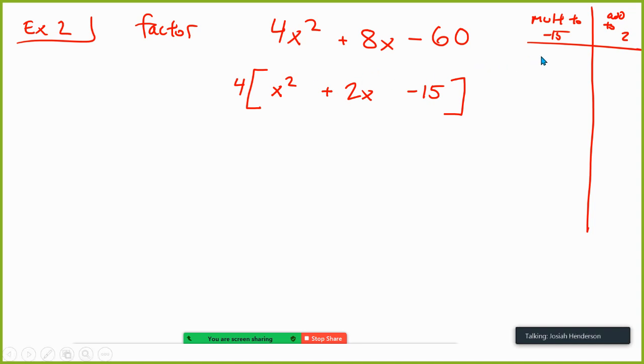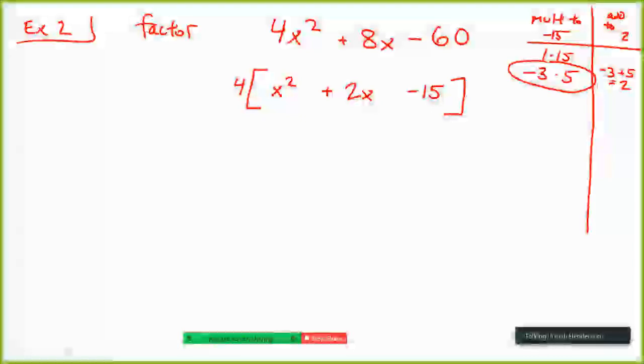All right, so 1 times 15, 2 times nothing, that doesn't work, 3 times 5, and that'll be it. They have to add to a positive 2, so it looks like it's going to be negative 3 plus 5. That adds up to 2. So we want negative 3, positive 5. So we do our splitting, rewriting. Just don't forget that we started with that factoring out of 4, so it's kind of hanging out on the left until the end of the problem.